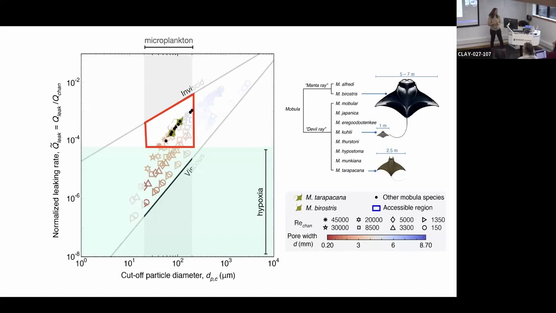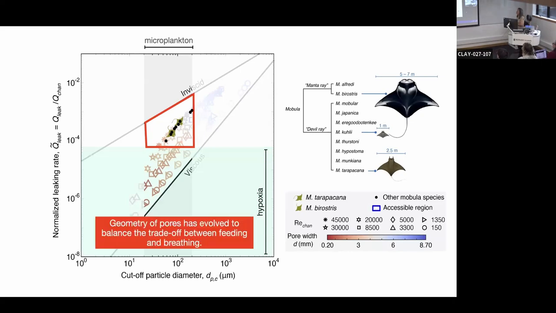So I would say that this is strong evidence that the geometry of the pores in these mantas has evolved to balance this trade-off between feeding and breathing. Right. So if that's the thing that you're worried about, the trade-off between feeding and breathing, that's the size of the plates that you should make if you're a manta ray. Okay. All right. So that's part one of the talk.